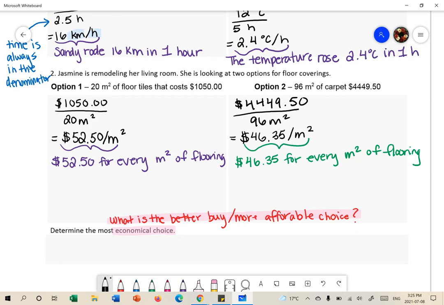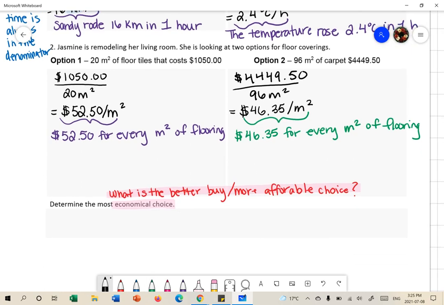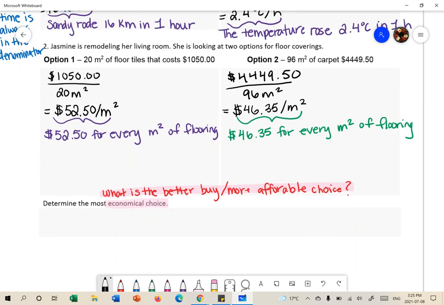So let's answer the question. What is the most economical choice? Well, looking at the unit rates, it's a better buy to go with option 2. Even though you're spending 4 times the amount, you'll cover a lot more area of flooring than if you went with option 1.